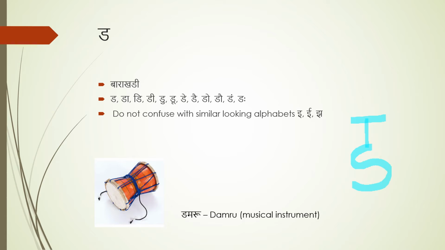A note of caution here. Alphabets E, E, Z and D have some similarities. But there are considerable differences as well. So notice the difference and don't let it confuse you with another alphabet. An example of D is Damru, which is a musical instrument.